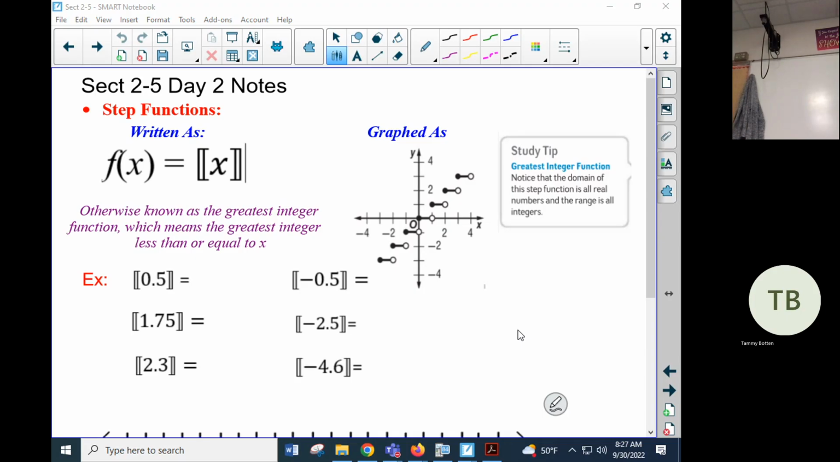Okay, so we talked about step functions yesterday. And whatever is inside that double bracket, what you do is you think about what is the integer that is less than or equal to this number. So by integers, you're thinking like -3, -2, -1, 0, 1, 2, 3. So the greatest integer less than 0.5 is 0. The greatest integer less than 1.75 is 1. Greatest integer less than 2.3 is 2.